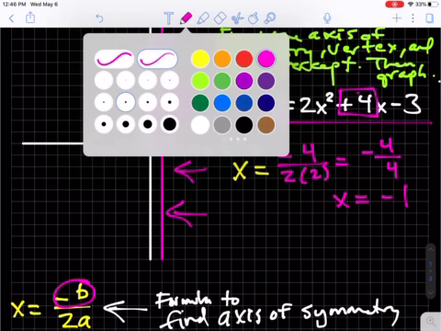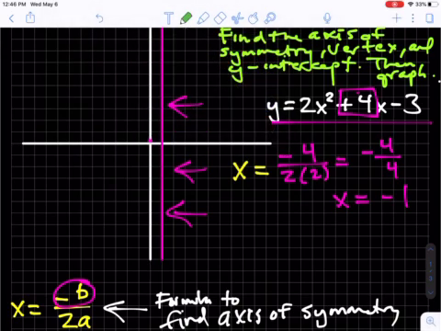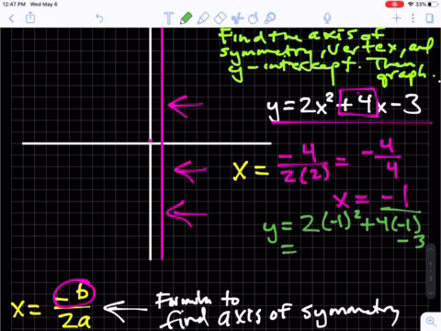So I'm going to do this in a different color, this green. I'm going to write y equals 2, and instead of writing x, I'm going to write negative 1. So 2 times negative 1 squared plus 4 times negative 1, minus 3. And then let's simplify that. Negative 1 squared is 1, times 2 is 2. 4 times negative 1 is negative 4. And then you have minus 3. So 2 minus 4 is negative 2. Negative 2 and negative 3 equal negative 5.